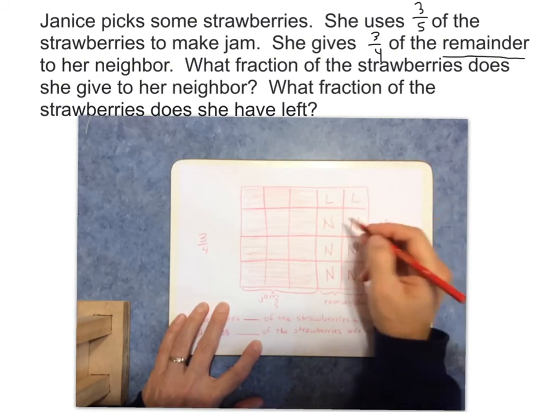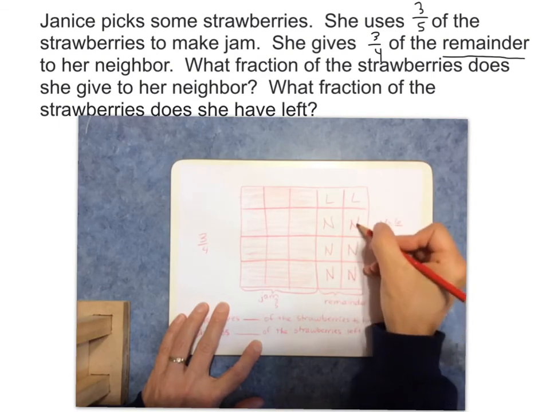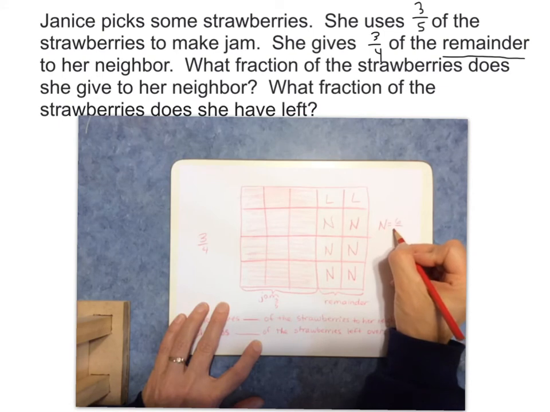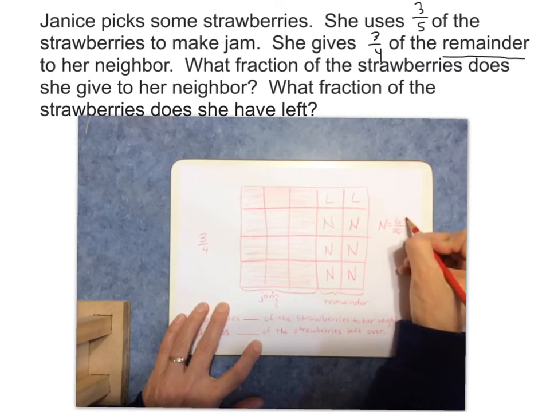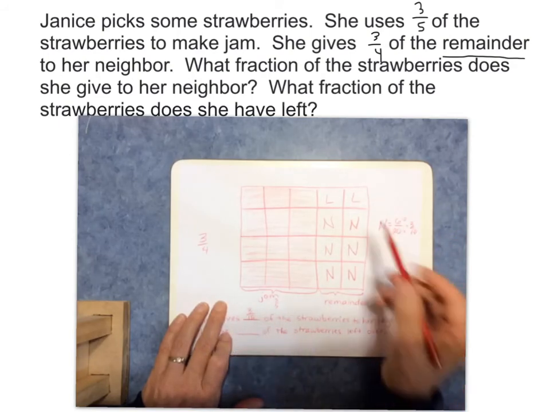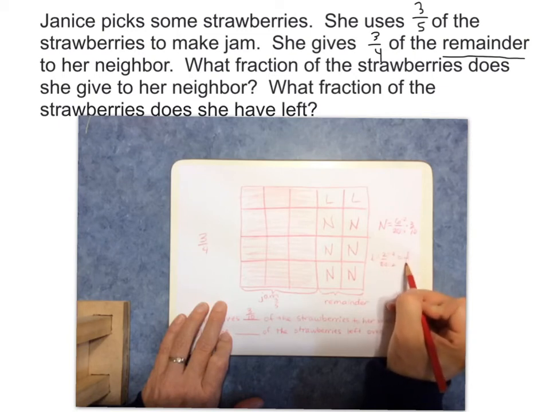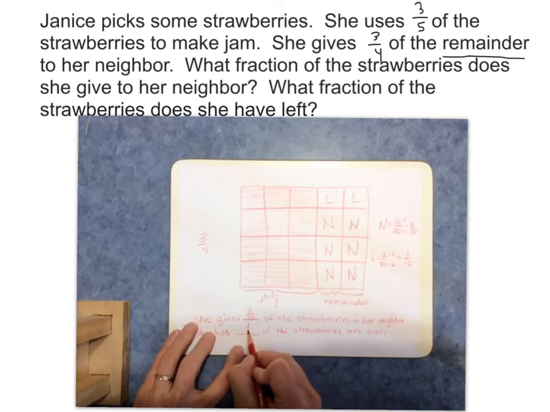So the neighbor is 1, 2, 3, 4, 5, 6 pieces out of 1, 2, 3, 4 by 5 is out of 20. Those both divide by 2 to give me 3/10 for the neighbor. And the leftover is 2 out of 20, which divides by 2 to give me 1/10 left over.